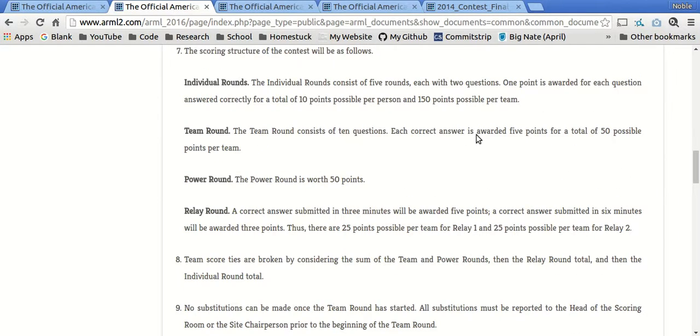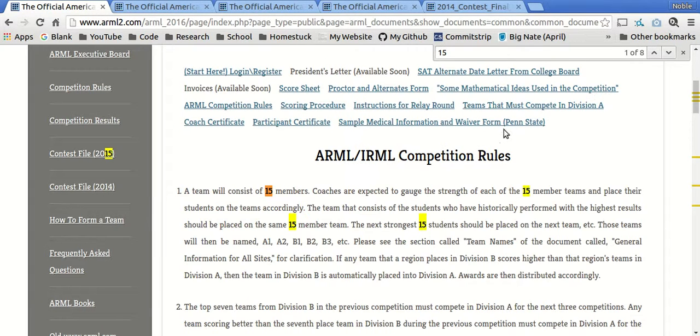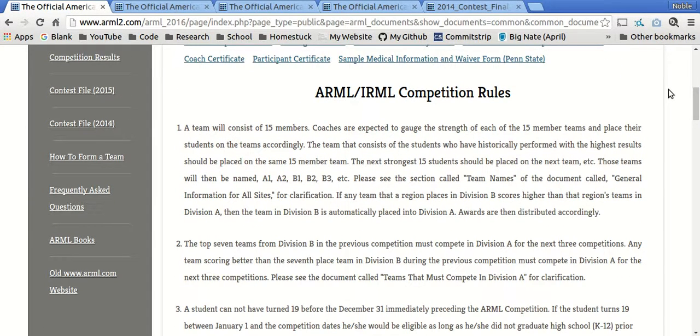Oh, first of all, it's a team of 15 people. So if we go here, a team will consist of 15 members, and if you have multiple teams, then you have Team A1, Team B1, like, there are different divisions. I'm not exactly sure how these divisions work. I don't really care. I just do math.